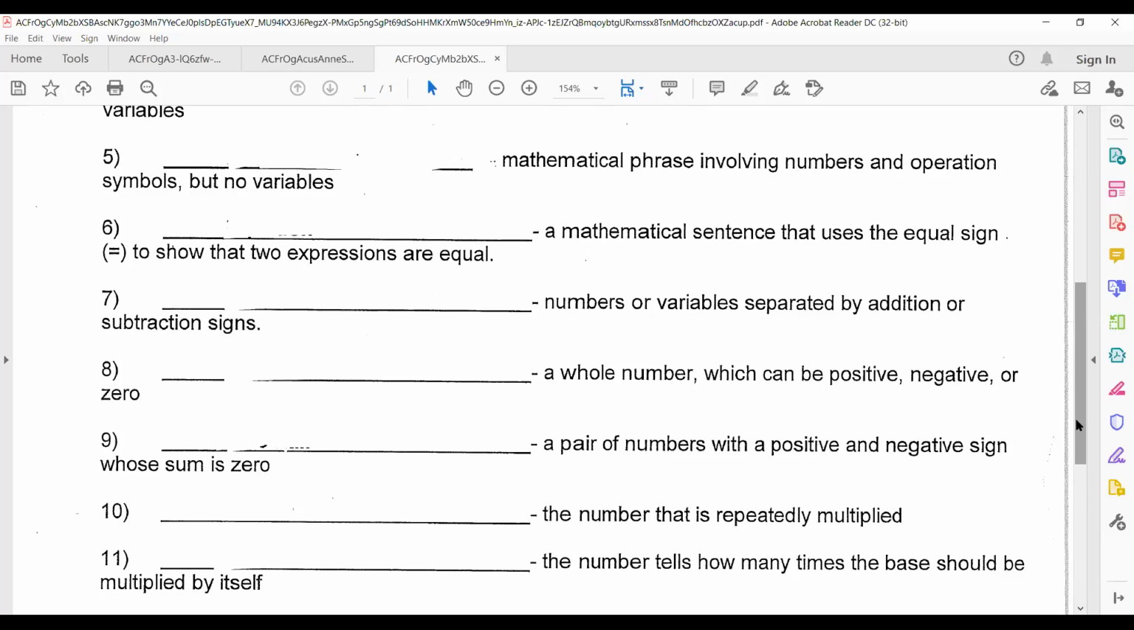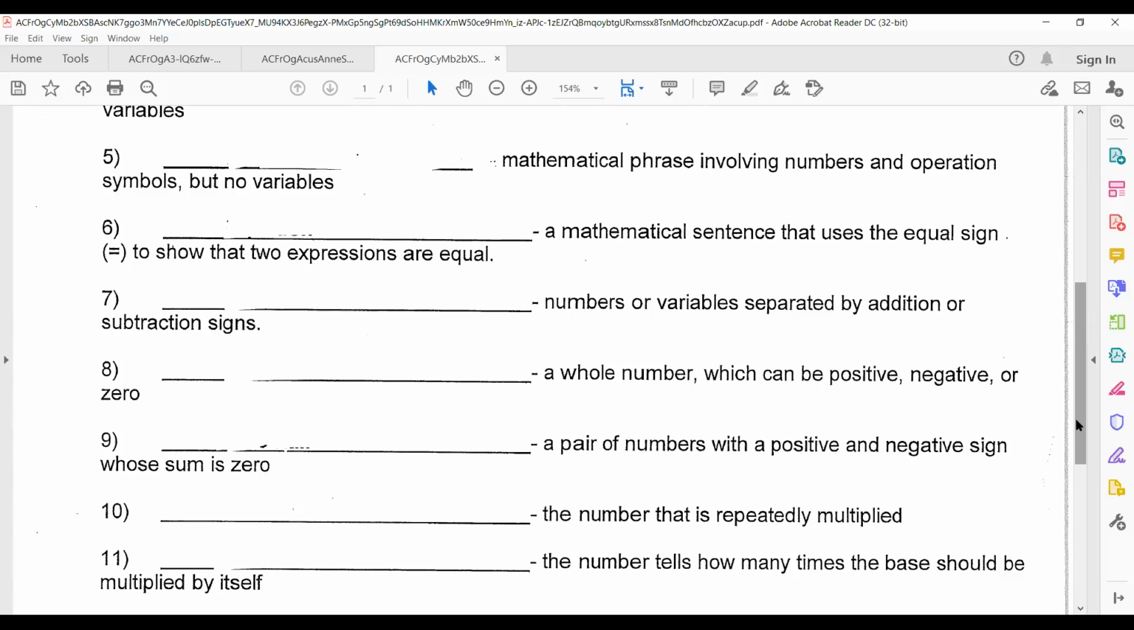5 is the numerical expression. 6 is equation, and here's the giveaway. I didn't read it all the way through. It's got an equal sign. And all it means is this equals that. This is an equation. All of this equals 29. 6x minus 3y plus 12 equals 29. Well, it's not solvable, but it is an equation because it's got an equal sign.